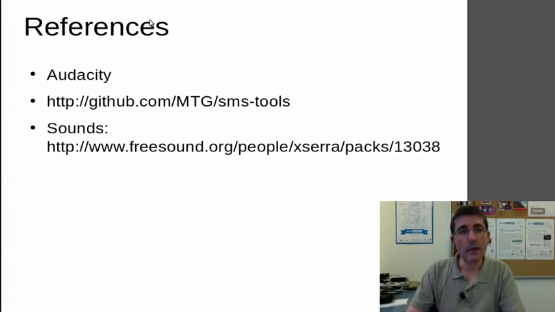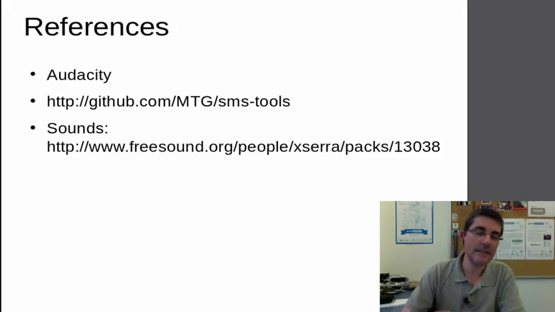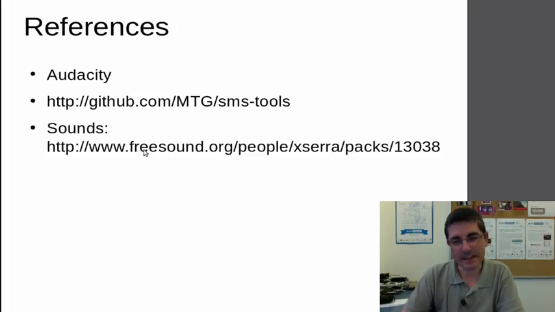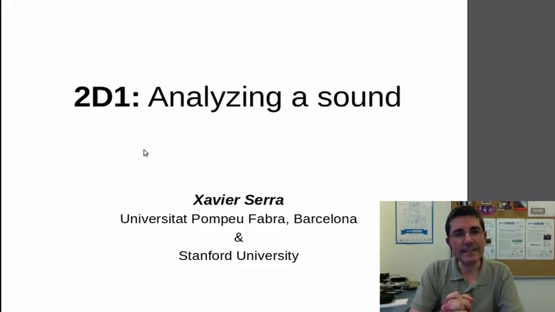Basically, we have used Audacity to analyze the sound of a tuning fork, and then we have saved the file and used the interface available in the SMS Tools package that we have developed to analyze the DFT and compare the result of the DFT of this tuning fork with the one of a pure electronic sine wave. This sine wave is in Freesound, so you can get it there. And that's all for this class.